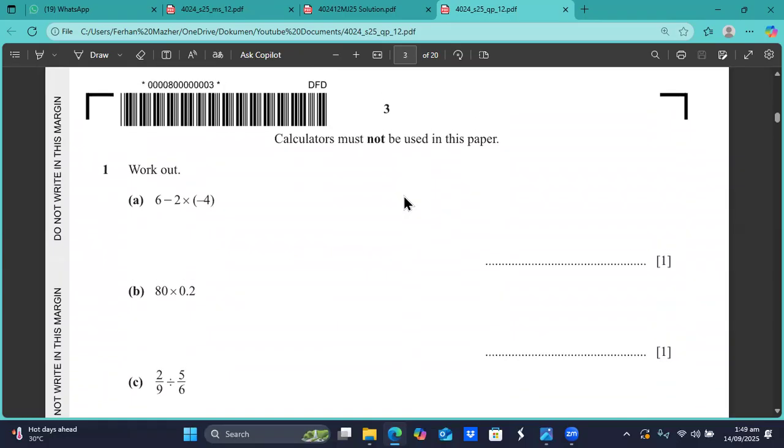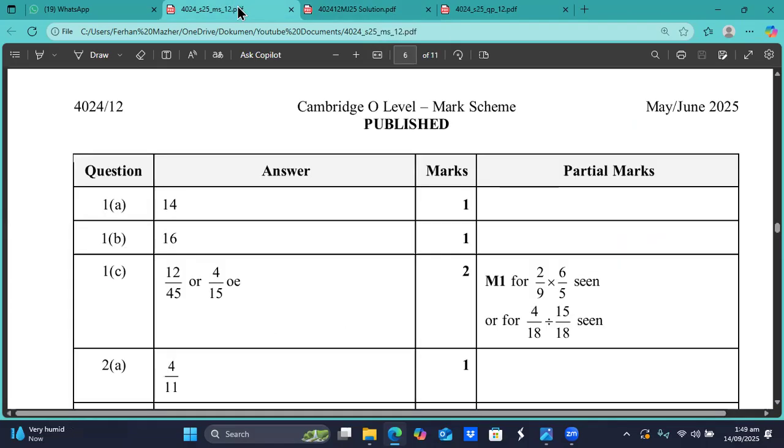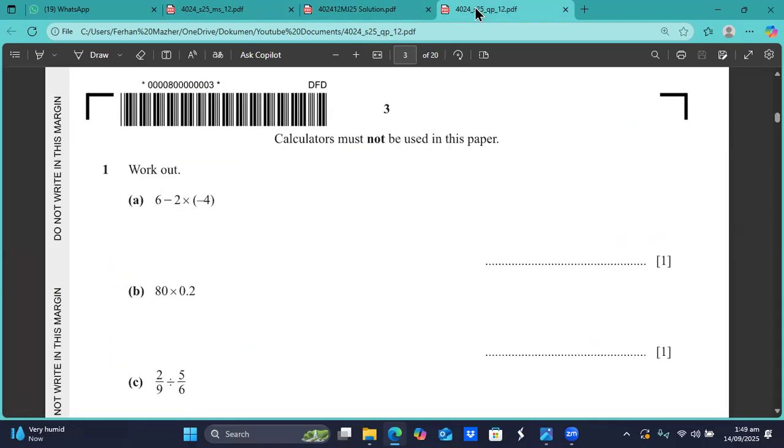Question number 1 is 6 minus 2 multiply minus 4. First of all, we will do the multiplication and then the subtraction or addition. So minus 2 multiplied by minus 4 will give you 8. 6 plus 8 will be 14. So I think 14 is the answer, sir. That is the right answer.